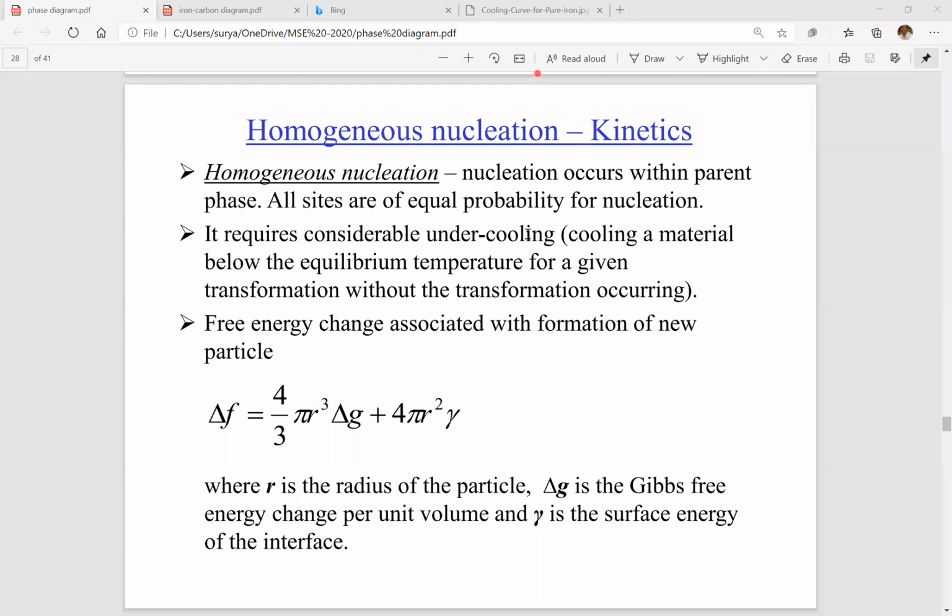How can we understand this? It requires considerable undercooling. Undercooling means cooling a material below the equilibrium temperature for a given transformation without the transformation occurring. That is, at that temperature the phase transformation cannot be done without any phase transformation.